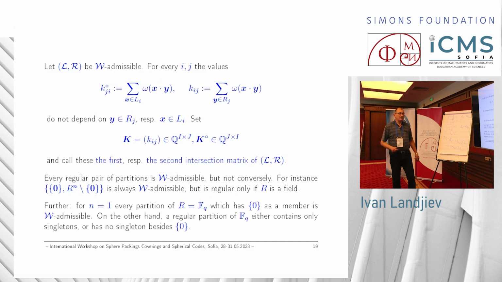So it turns out that LR is doubly admissible if these sums do not depend on the particular choice of X in Li and Y in Rj. And the matrix formed by these coefficients is traditionally denoted by K, and this will be the K matrix from the Ericsson Sofia paper, in the particular case for the abelian groups.